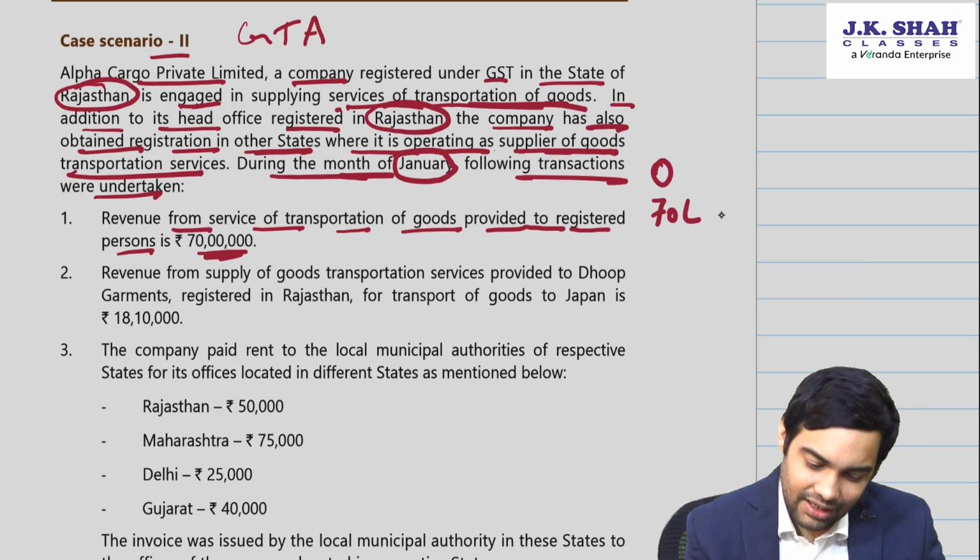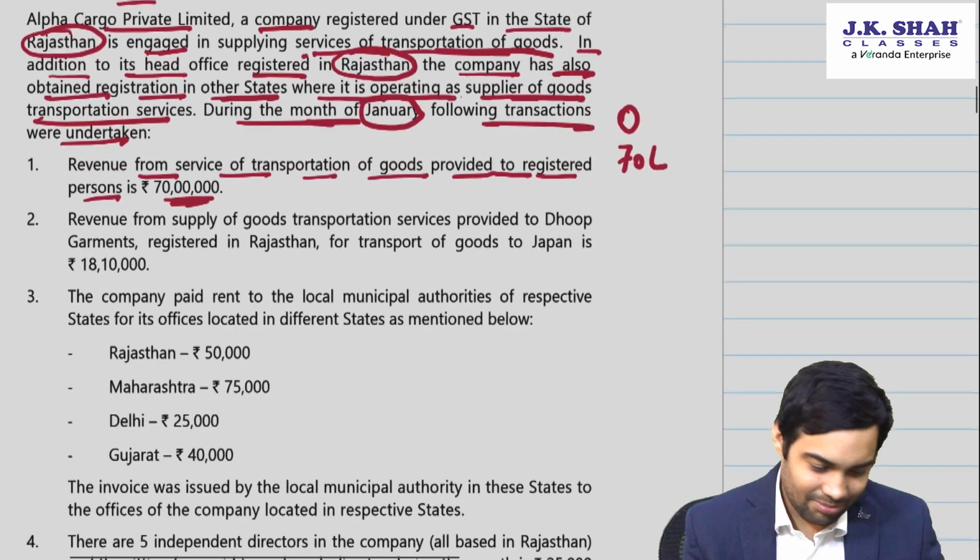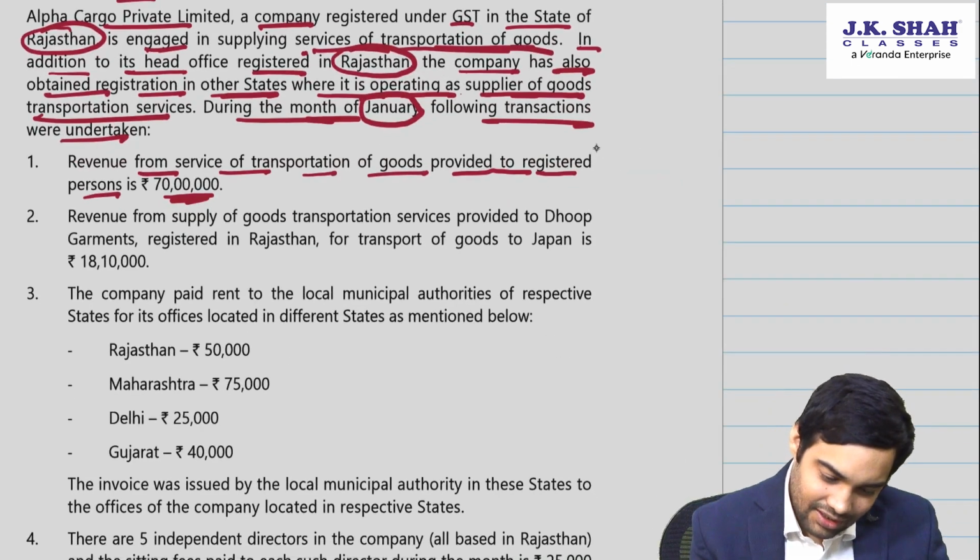I am not multiplying it with 18% because everything is 18. Let's compute everything, then we'll multiply with 18. But we are clear that this will be coming under output.